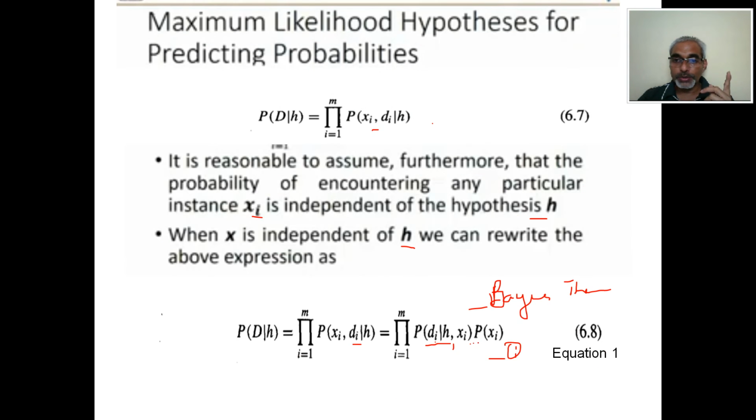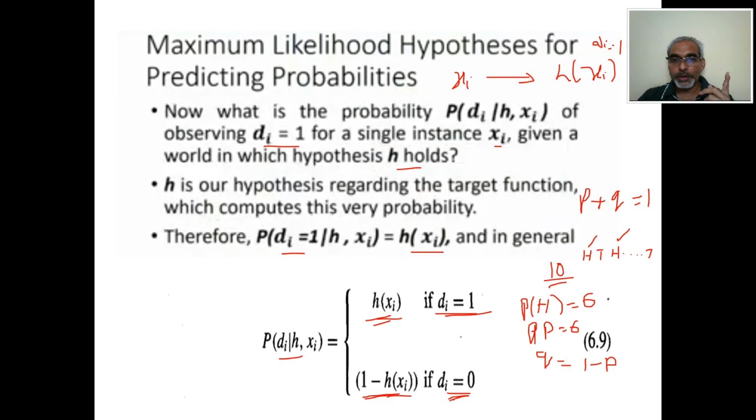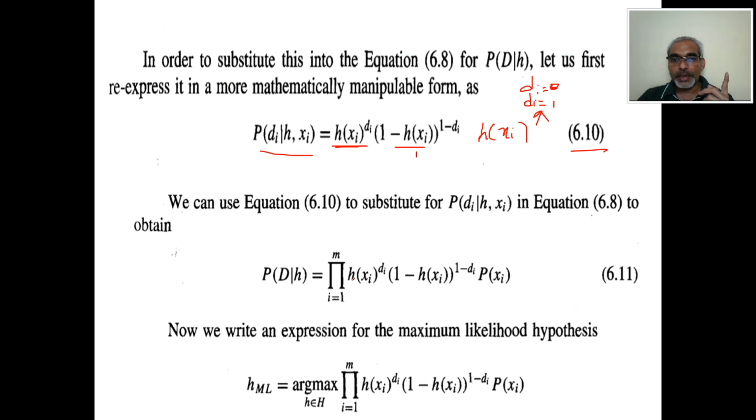We are going to substitute that in this equation, right? So now we calculated this. Now we try to substitute whatever we got here in that particular equation. So what is that equation? It is telling probability of D given h.